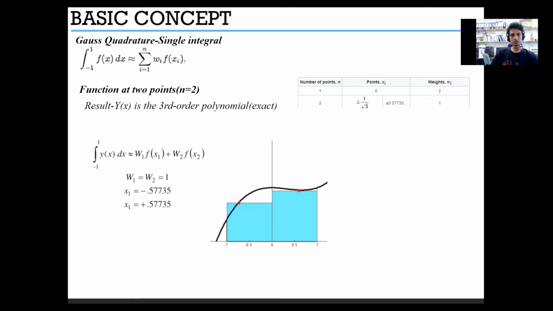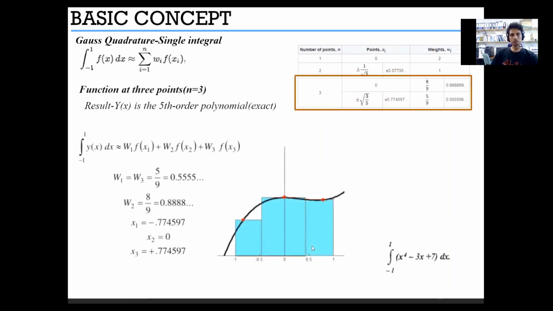Okay, so I have erased it. Now let's go for 3 points. If we define 3 points, then we will go over the table. What is the 3? The n is equal to 3, so the number of x values is 3, so x1 will be minus root of 3 by 5, then x is equal to 0, then the plus value.